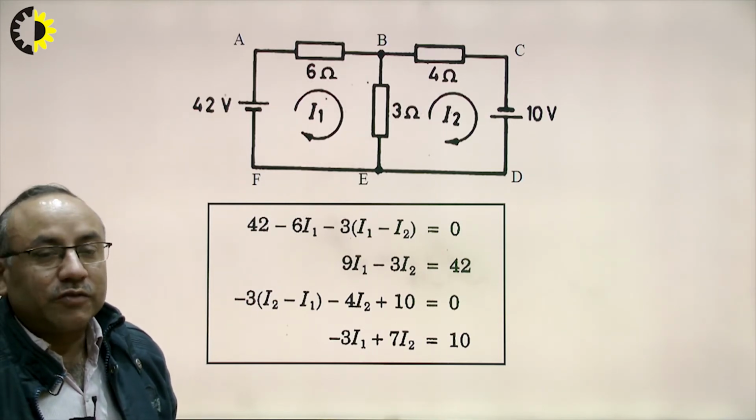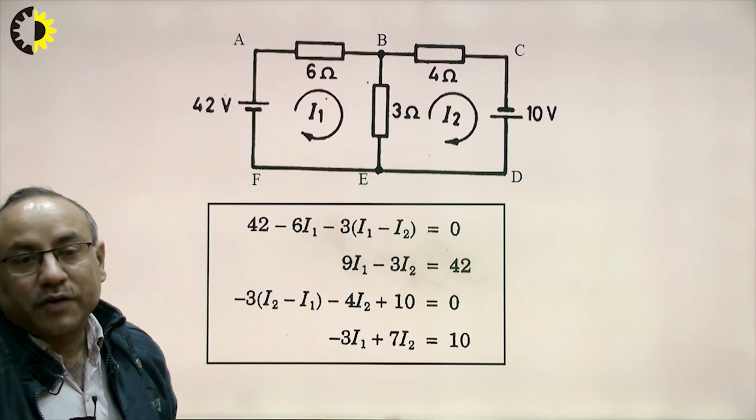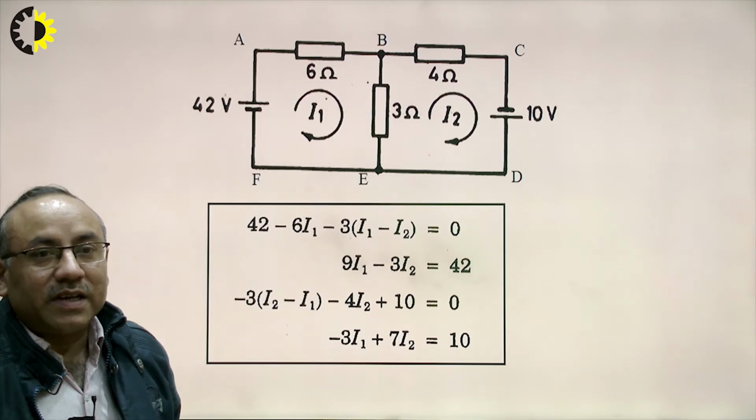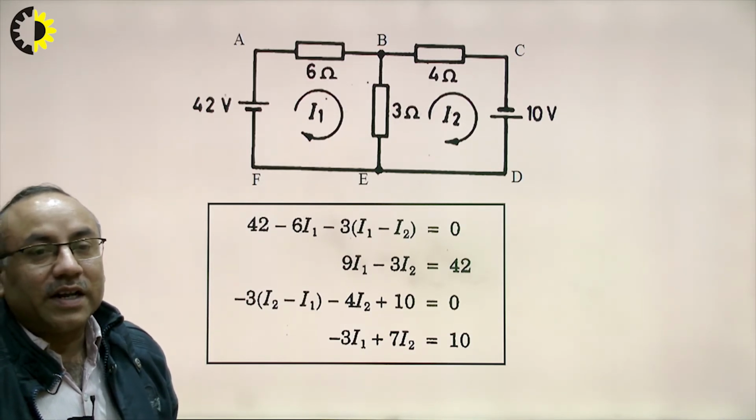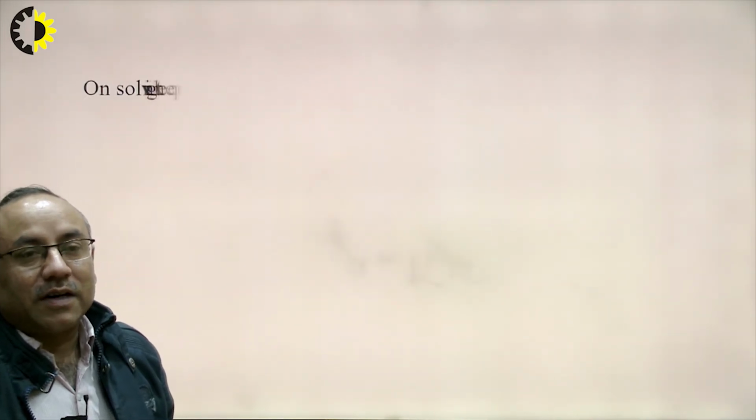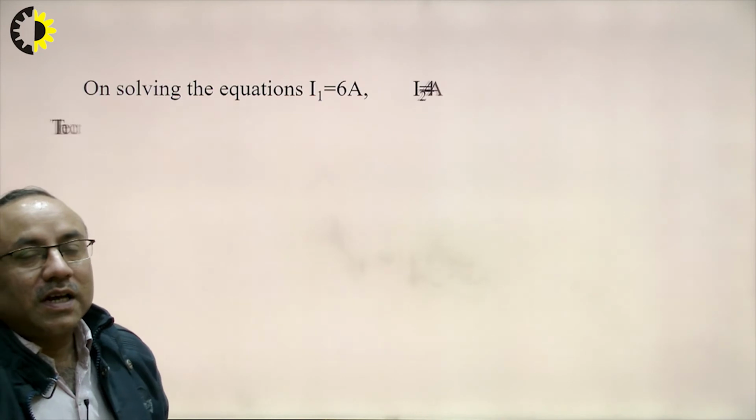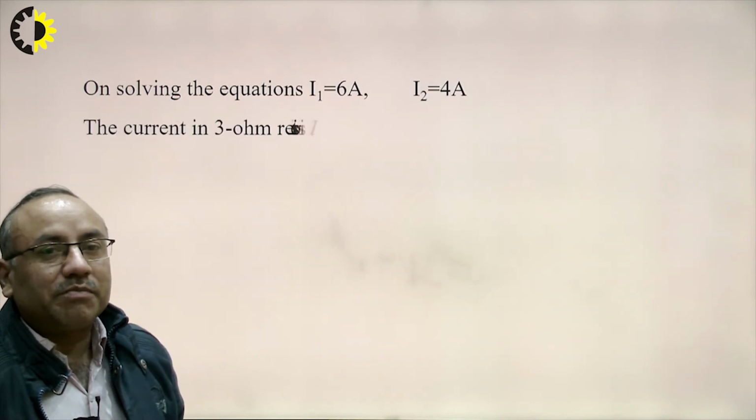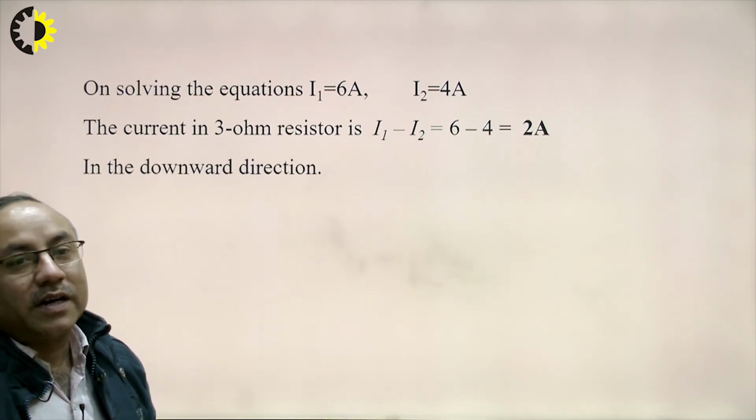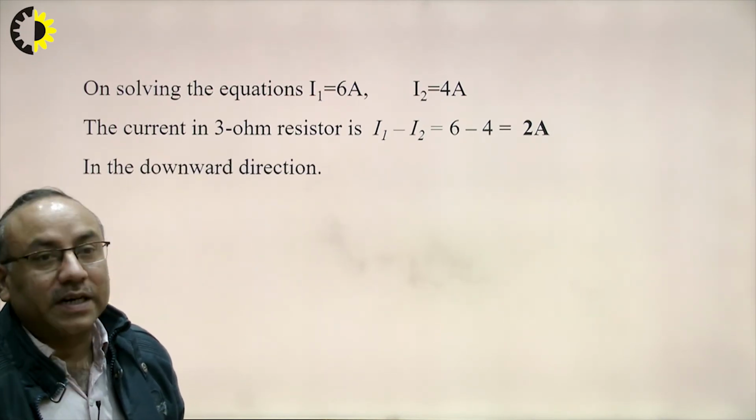On solving these two equations, we will be able to find the values of I1 and I2. Once we find these two currents, we can find the current in any branch of this circuit, and the voltage across any branch can also be found. On solving these two equations, we get I1 equal to 6 ampere and I2 equal to 4 ampere. Suppose I want to find the current through the 3 ohm resistance connected in the circuit.